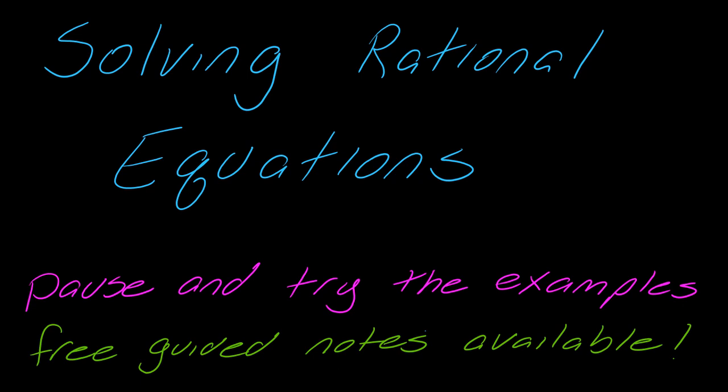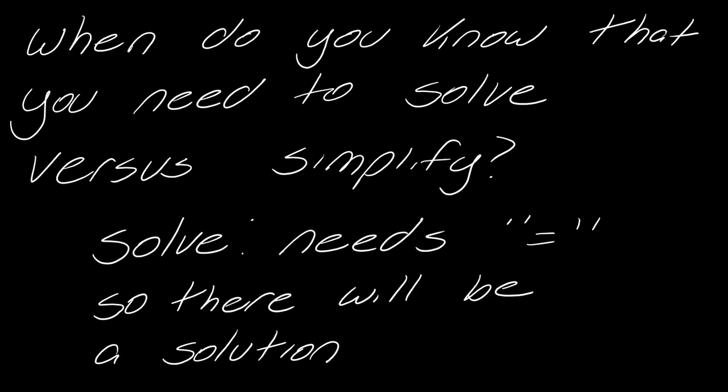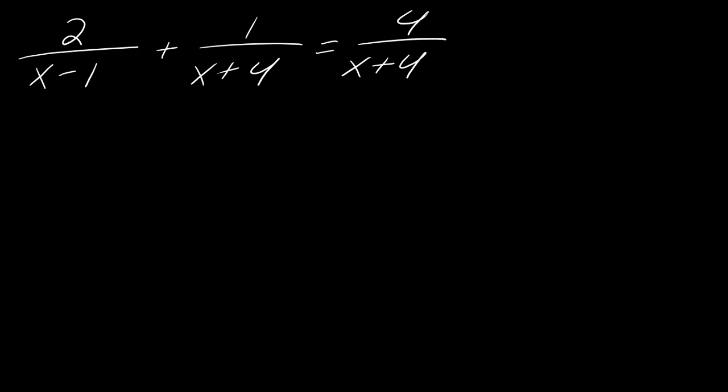Okay, so for this video, we're going to talk about solving rational equations. So I guess where I want to open this lesson with is, when do you know that you need to solve versus simplify? Well, you solve when there is an equal sign. And so when there's an equal sign in the problem, that means there's going to be a solution. If there's no equal sign, then you're not going to have a solution. You are simplifying. Okay, so for instance, this equation here, it's an equation, right, because it has an equal sign.